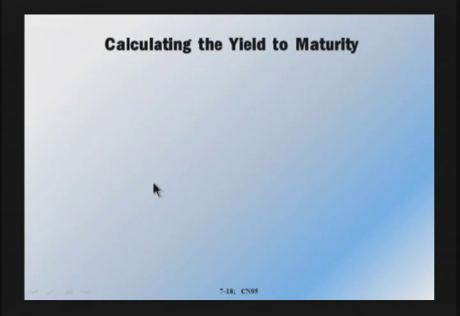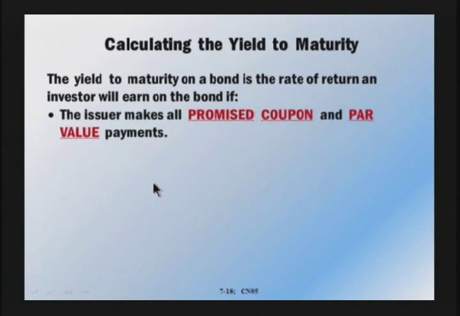Now, we talked about yield to maturity a little bit. It's the discount rate on a bond. It's the bondholder's required rate of return. It's the rate of return you'll earn if you buy the bond and hold it to maturity. It's expressed like an APR. So we've seen yield to maturity a few times already. Let's talk about how to calculate it.